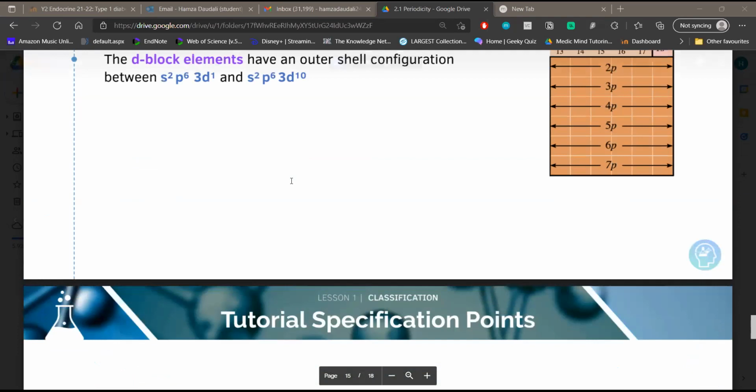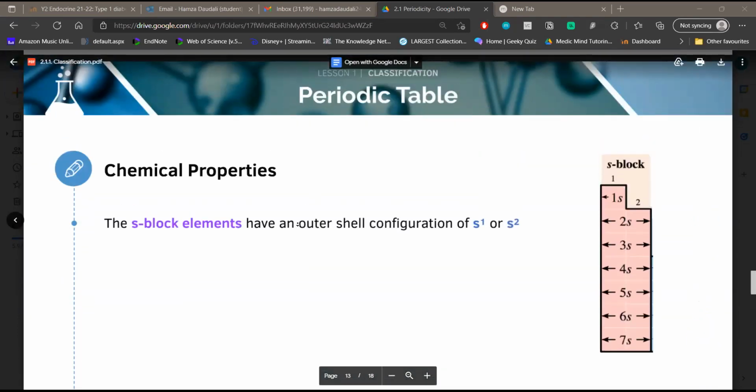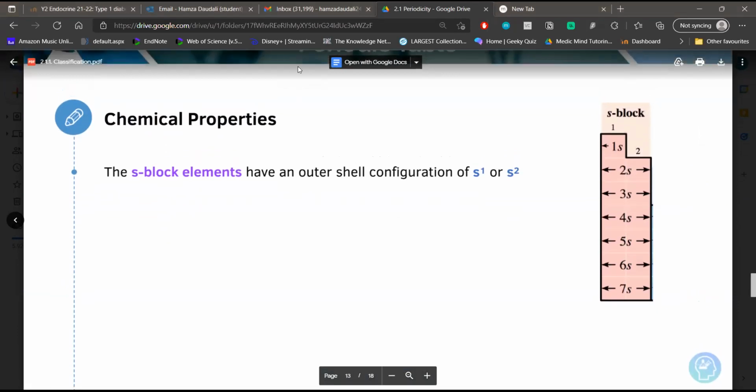Does anyone know the ladder technique for knowing which element has what electron configuration? Anyone heard of this? I'll quickly show you. It kind of looks like a ladder, which is why it's called the ladder technique.